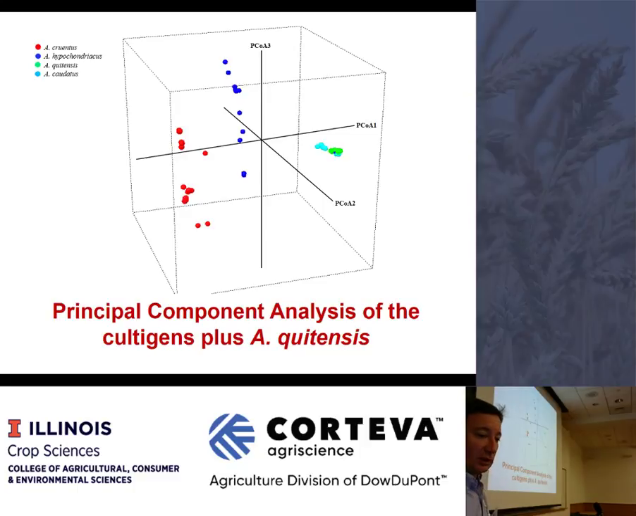This is a principal component analysis. It just shows again the close proximity of the Quitenses and the Caudatus, all being at the right hand of the diagram, and then a wider range of diversity for the two Central American groups, the Cruentus and the Hypochondriacus, being blue and red on the left side.